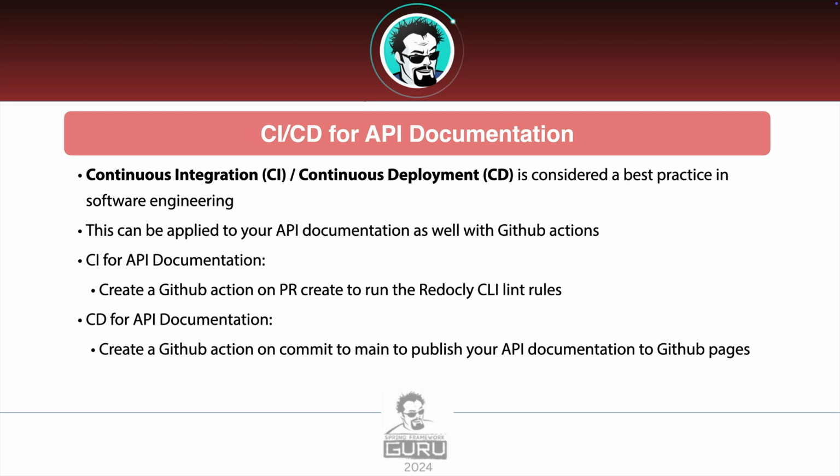And then for continuous deployment, in the software world, that gets pretty tricky. There's a lot of organizations doing it. That takes a big commitment to testing and code quality. API documentation, it's much simpler. What we can do is host our Redocly API documentation on GitHub Pages, and we can set up a GitHub action so that when we commit to the main branch, we'll automatically update our GitHub Pages with the latest API documentation. And I'll show you exactly how to do that in this video.